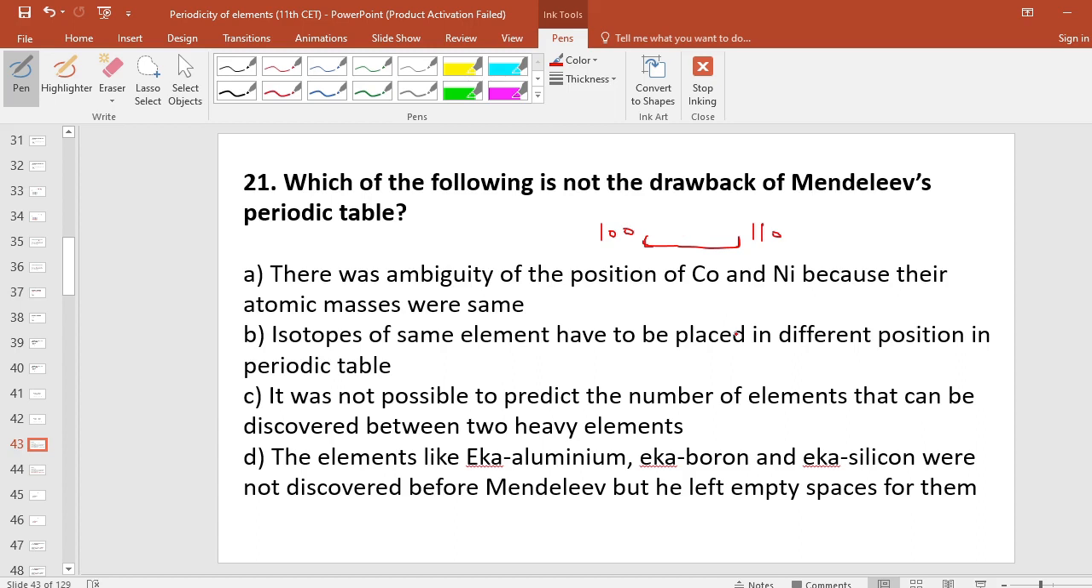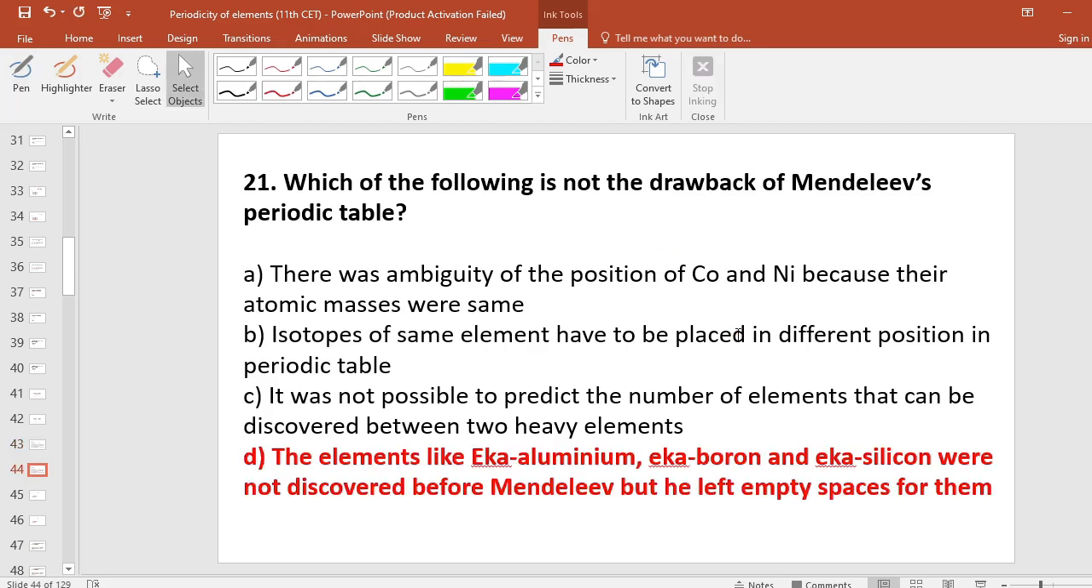And option D is, the elements like Eka-aluminium, Eka-boron and Eka-silicon were not discovered before Mendeleev, but he left empty spaces for them. So even if the elements were not discovered, he left some spaces empty, and those elements were discovered later on. Actually, this is not the drawback. It is actually a merit or positive point about Mendeleev's periodic table. So which one is not the drawback? It is option D.